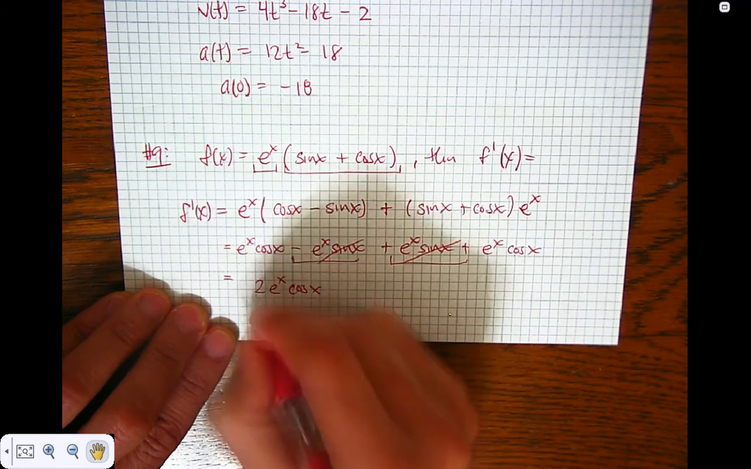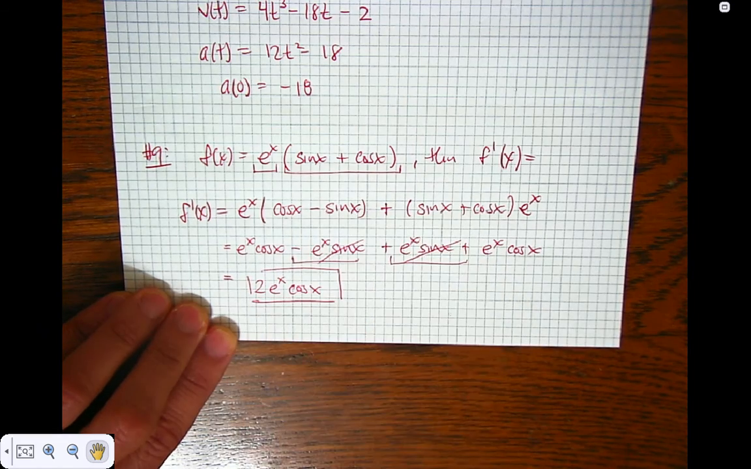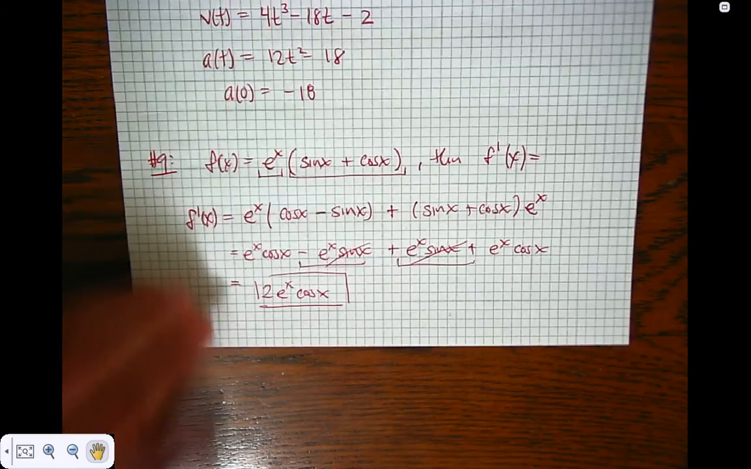2 e to the x cosine of x. Okay, product rule, you're good to go.